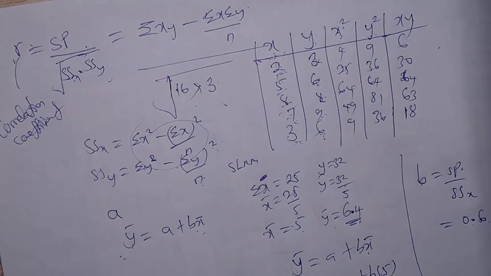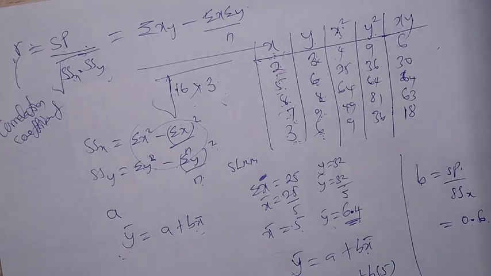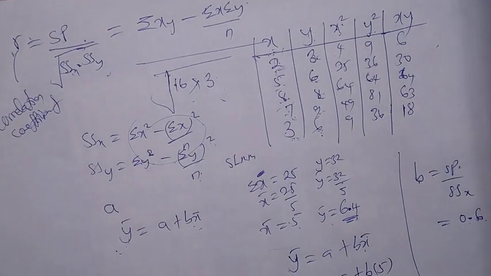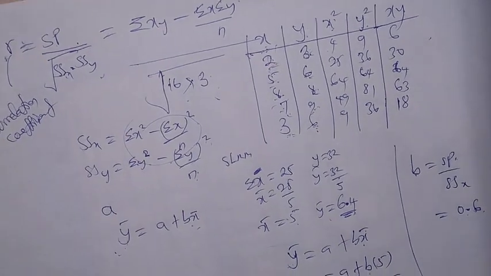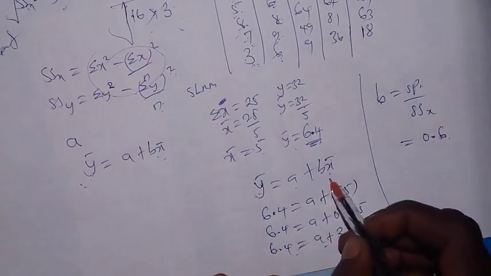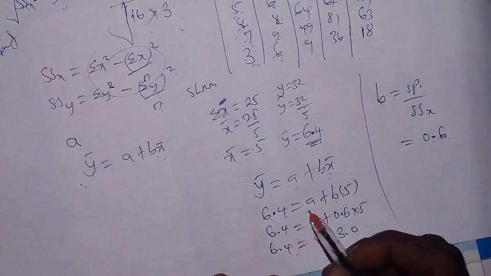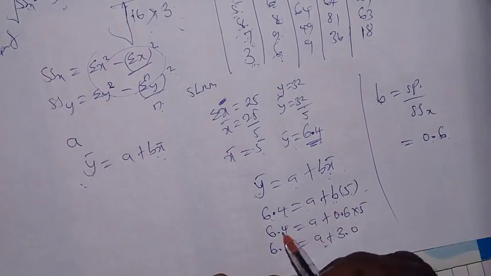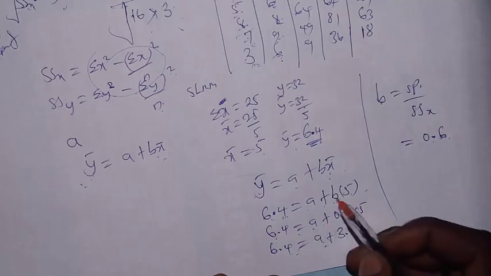6.4 is equal to a plus 0.6 times 5, which is going to be 3.0, right? So from here, y bar is equal to a plus b x bar. 6.4 is equal to a plus b into 5.